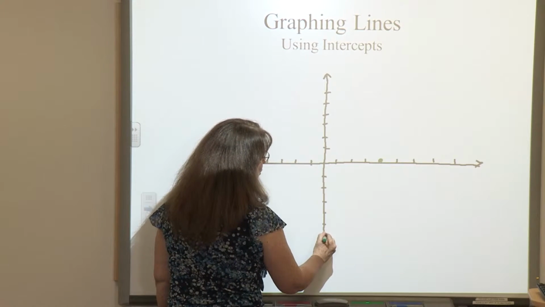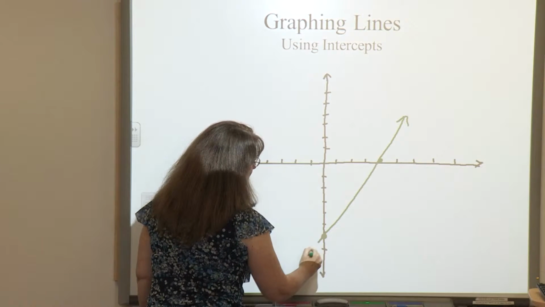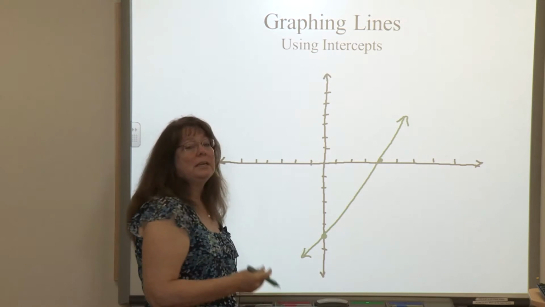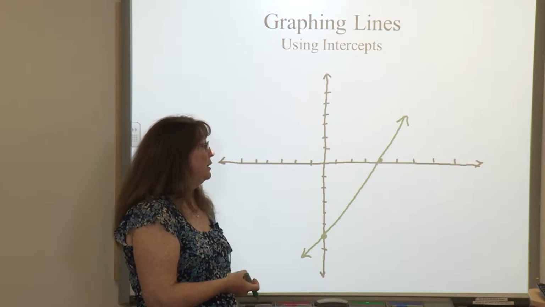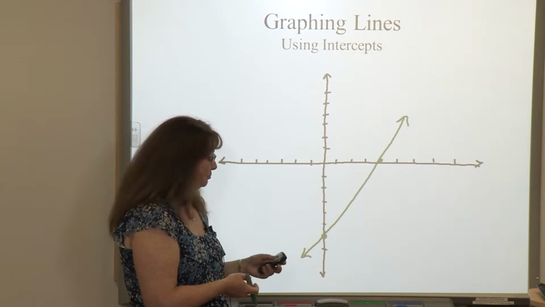So you can always put in a graph of a line by connecting any 2 points. So finding the intercept points are 2 easy ways to get 2 values to use to go ahead and graph your line.